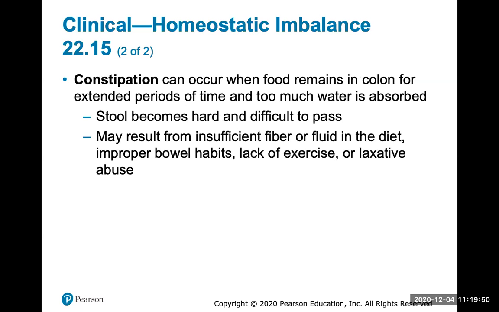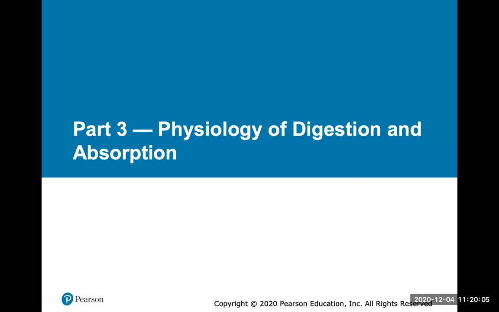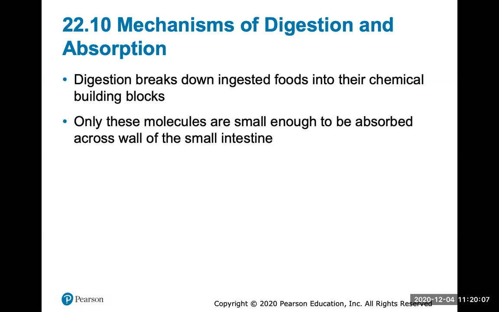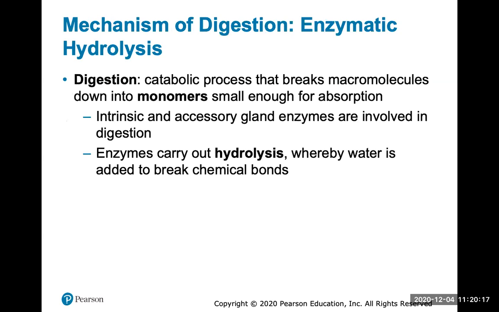Constipation can occur if food remains for an extended period of time in your colon and too much water is absorbed. It may result from insufficient fiber or fluid in the diet, lack of exercise, or laxative abuse. The physiology of digestion and absorption. Digestion breaks down ingested foods into their chemical building blocks, and only these molecules are small enough to be absorbed across the wall of the small intestine.